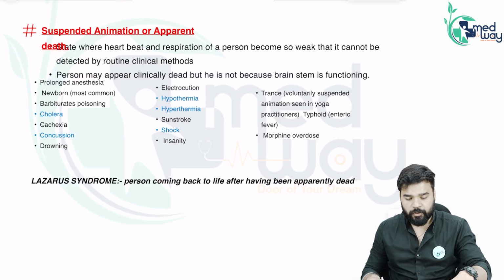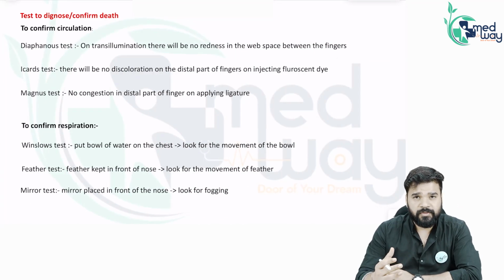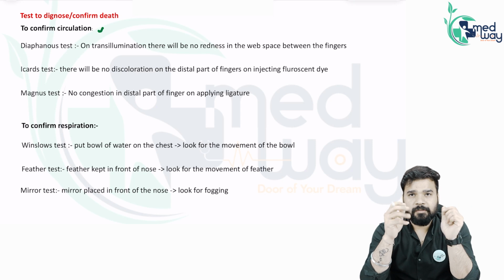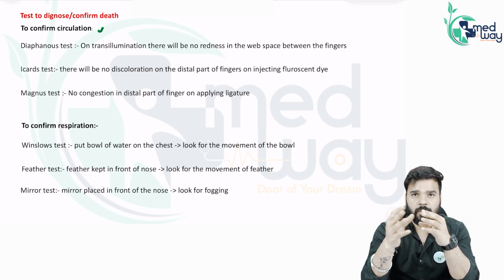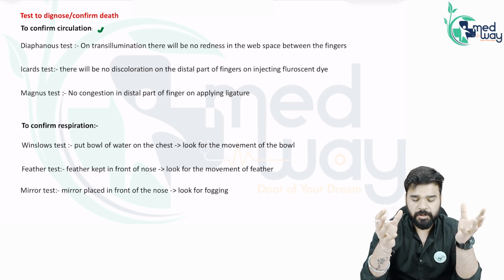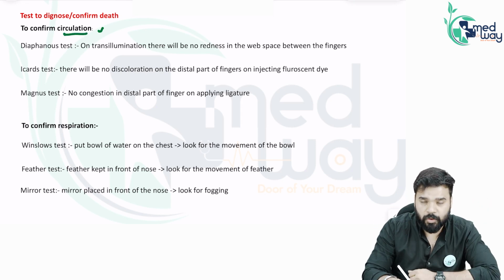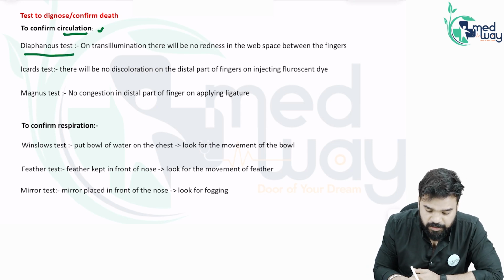So moving forward from suspended animation, there are some tests which nowadays we don't use, but sometimes in exams they can ask you questions about them. How to confirm or how to diagnose death. Okay, so there are some tests to confirm death, like to confirm circulation or to confirm respiration. If you want to confirm circulation, there are three tests which we normally study. First is diaphanous test, second is Icard's test, and third is Magnus test.